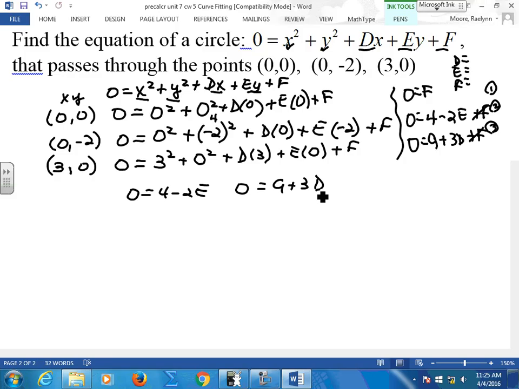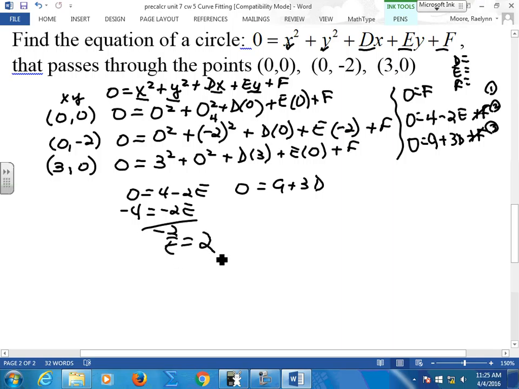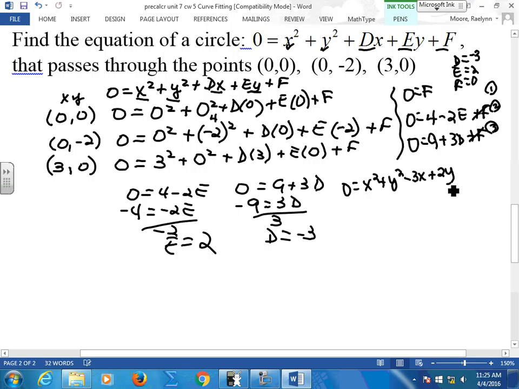One equation, one variable. So, let's subtract 4 from both sides. Divide by negative 2. What is e? 2. Subtract 9. Divide by 3. What is d? There you go. So, I know d is negative 3, e is 2, f is 0. All I have to do now is plug them back in. I leave my x squared plus y squared. My d is negative 3. My e is positive 2. And my f is gone.